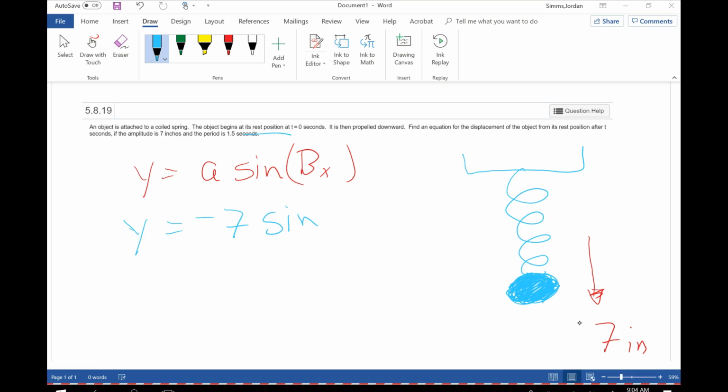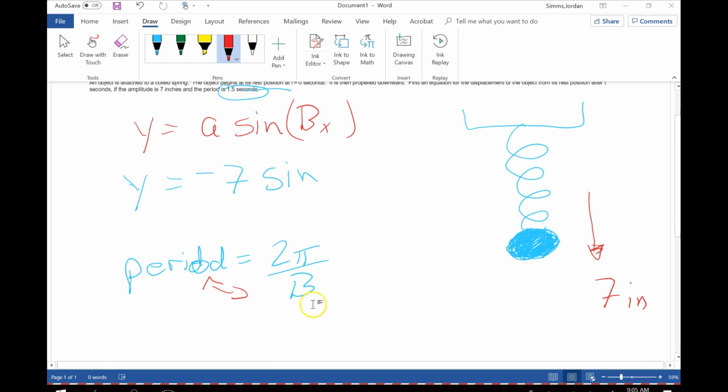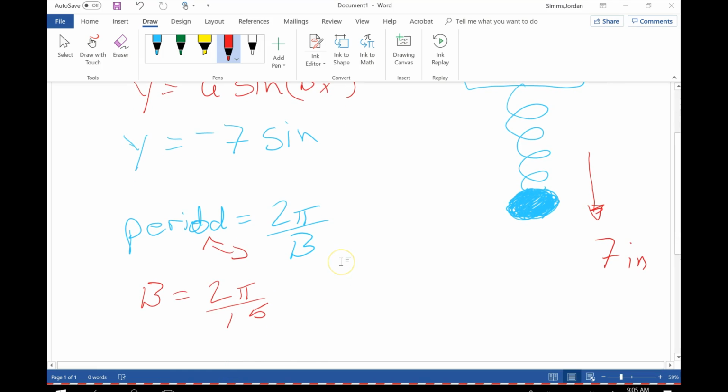Now b, we have to figure that out, right? So the period, in this case, the period they tell us is 1.5 seconds, and remember that the period is going to be 2 pi over b, right? Now we need to find b. I know what the period is, so let's do a little rearrangement. We can do some algebra, multiply both sides by b and then divide by the period, or because they are inversely related, you can just swap them out, right? So I can say b is going to equal 2 pi over our period, which is 1.5.